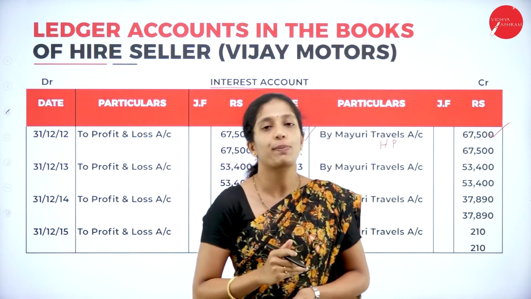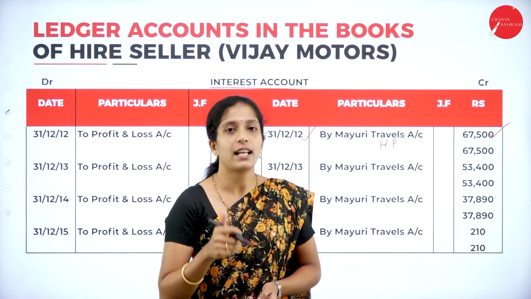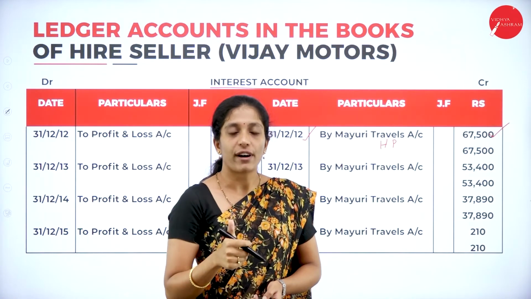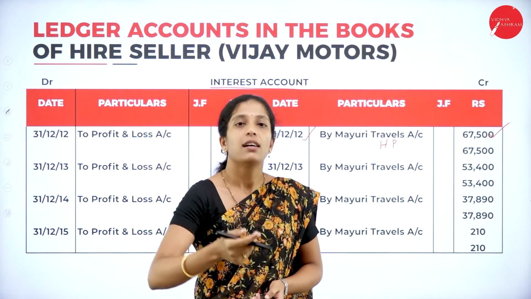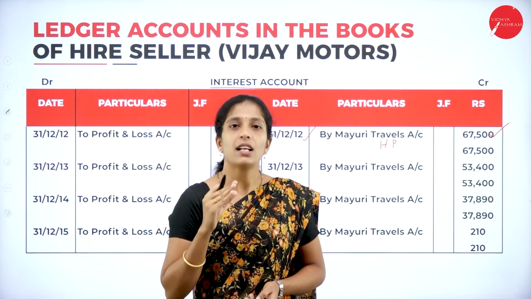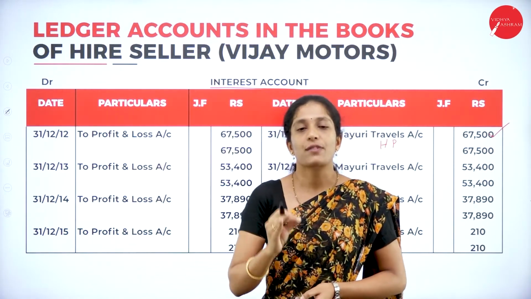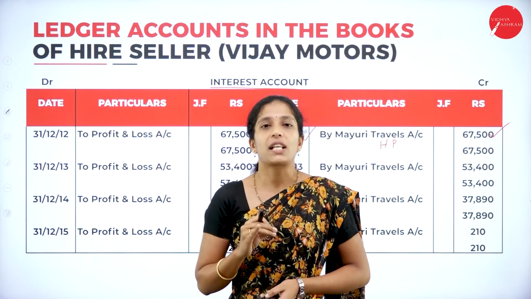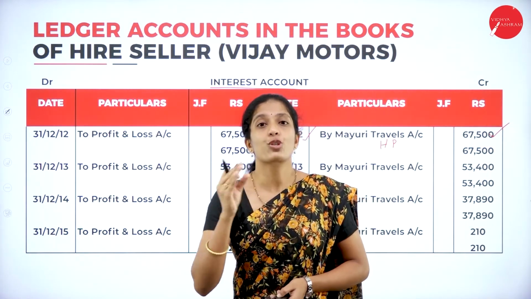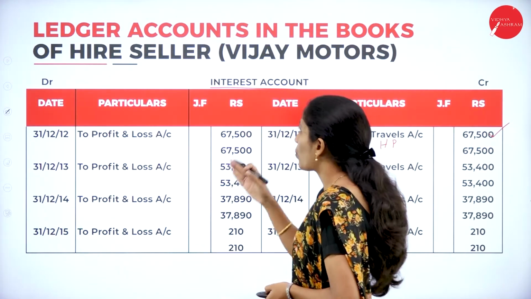So what are the entries to be prepared in the books of hire seller? One is for selling of asset. Second entry is for receiving the down payment. Third entry is for interest due, what we have recorded. Next, the fourth entry is for installment received, and the fifth entry is for transfer of interest to profit and loss account. So what is the entry?